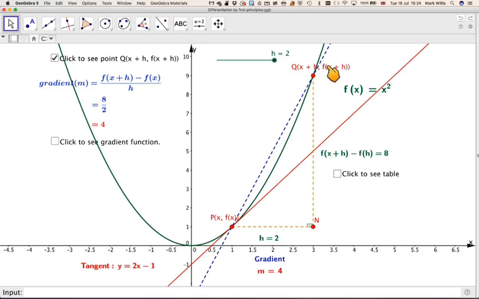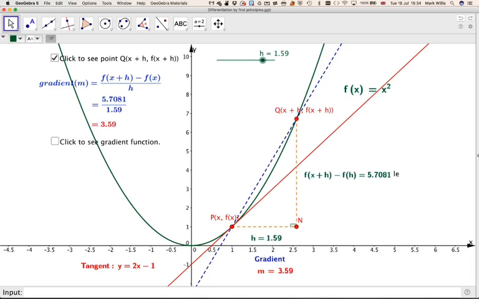Now obviously we can see that this line here is not a good approximation to this line here. So what can we do to make it better? Well, we could move the point Q closer to the point P, and we do that by making h smaller. So what I'm going to do now is I'm going to make h smaller.